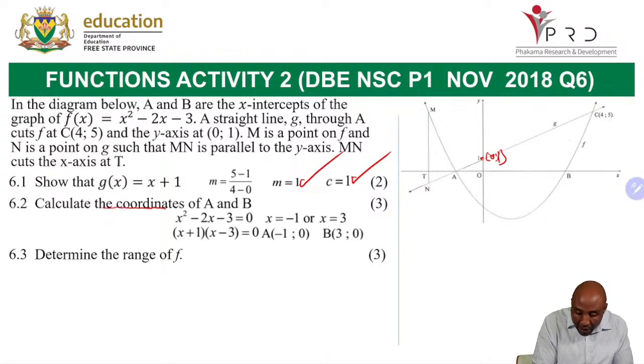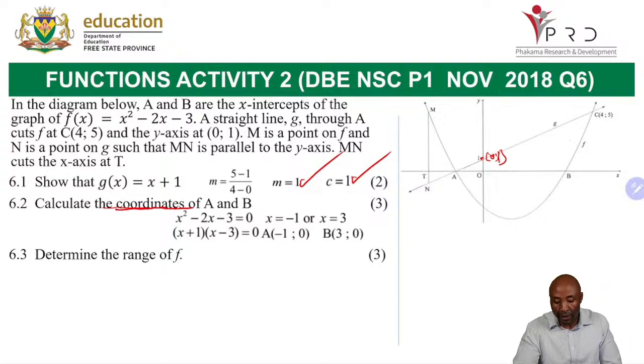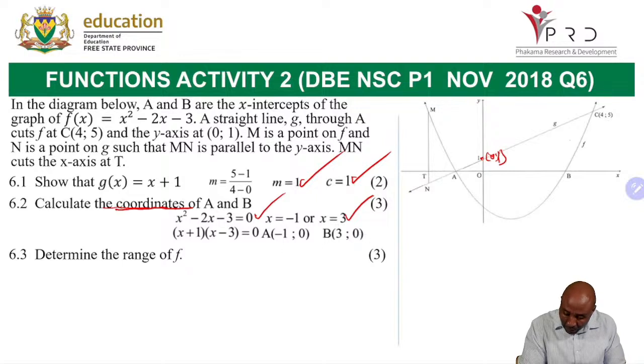Calculate the coordinates. So you should leave your answer as coordinates. For substituting 0, you get both x values, and then the coordinates of A and B, we get 3 marks there. Determine the range of f.